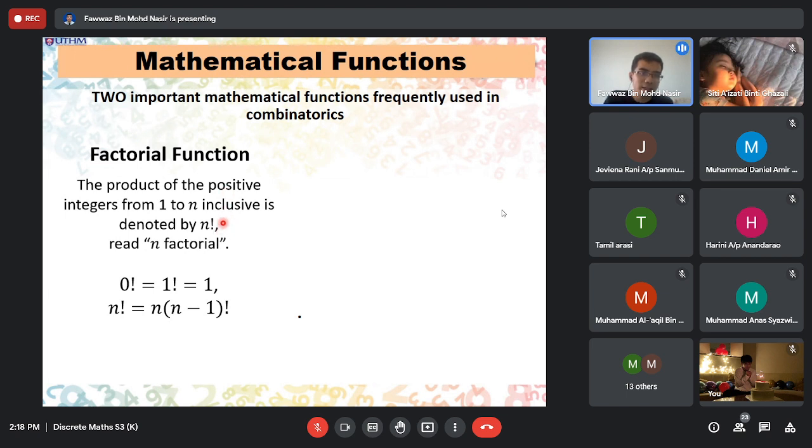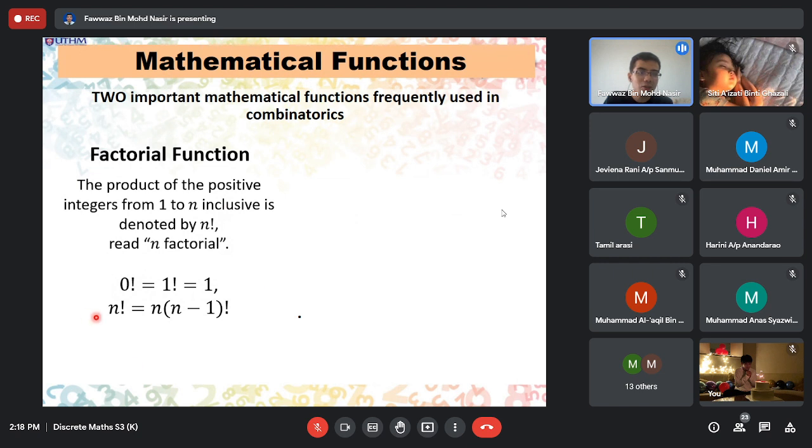Lepas tu guna simbol alert ni kan. Mana kita baca dia as n factorial. Okay. Jadi basically bila kita kata contohnya, okay, dekat sini kita tengok dulu, bila kita ada 0 factorial dia sama dengan 1. 1 factorial tu sama dengan 1. So 0 factorial and 1 factorial is equal to each other.